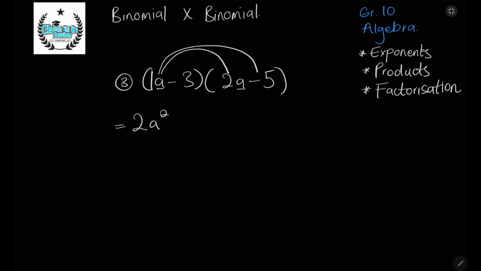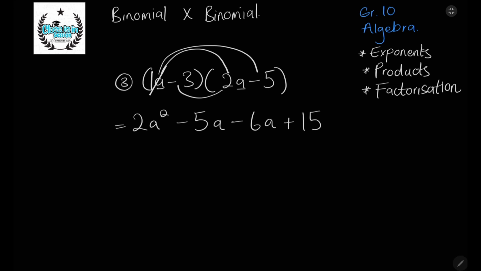Then 1a times negative 5, it's basically 1 times minus 5, right? Which is negative 5. Let's account for a variable. We have a. We are done with this. Let's move to negative 3. We have negative 3 times 2a. Negative 3 times 2 should give you negative 6. Let's account for a variable. We have a. Then negative 3 times negative 5, remember to put it in a bracket, you should have a positive 15.